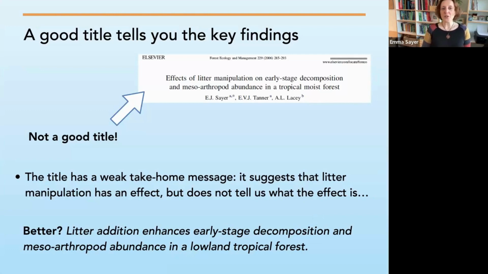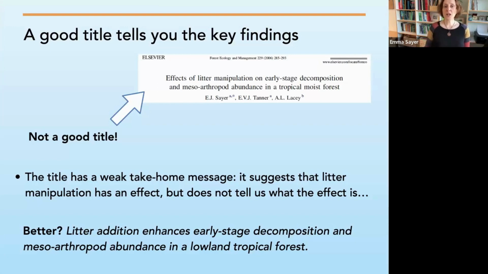where I've not known how to write a title and what's involved in a good title. A good title has a very clear take-home message, and a good title tells you what the key findings of the study are. And that then generates interest in the paper. People will then hopefully click on the paper, read the abstract, and then decide whether or not to read on.